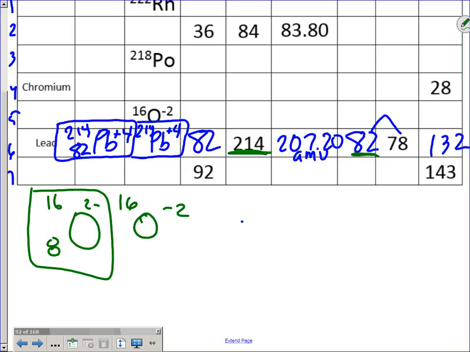Let's see, is that the mass number? Is this the mass number column? Yeah. So 16 is the mass number. Where else does 8 go?